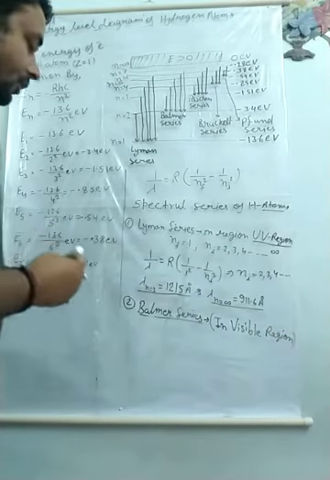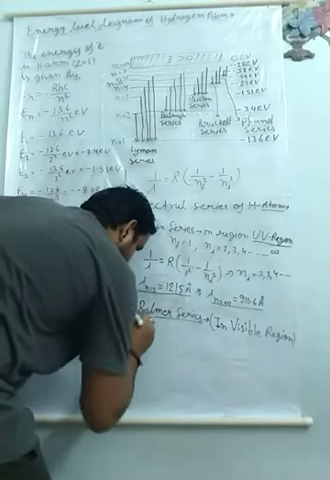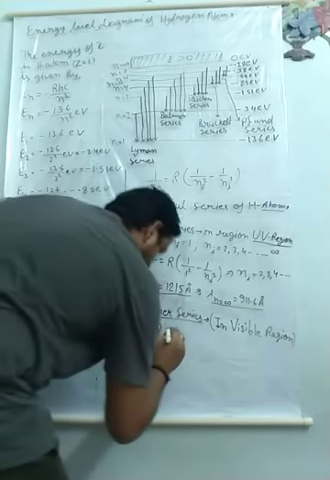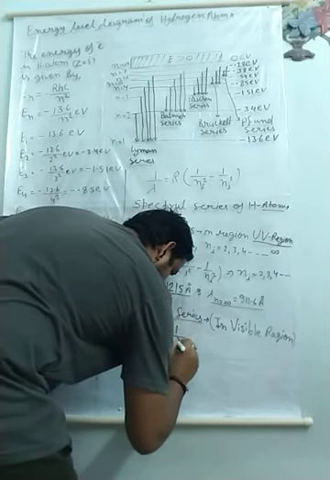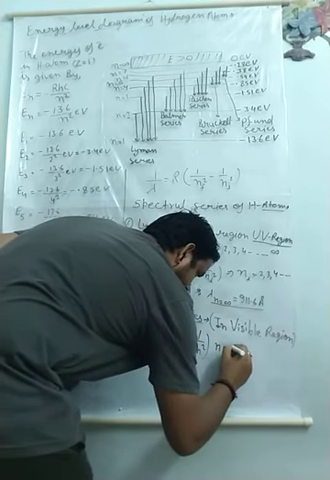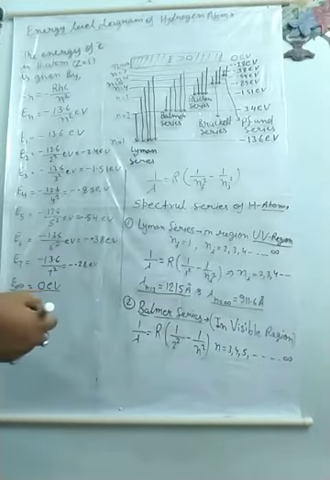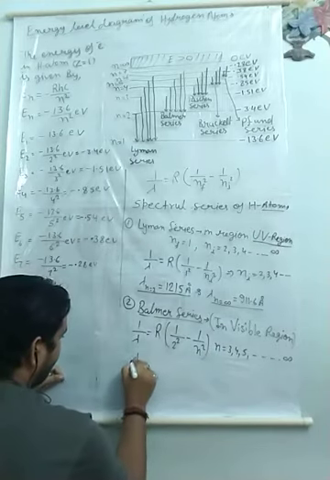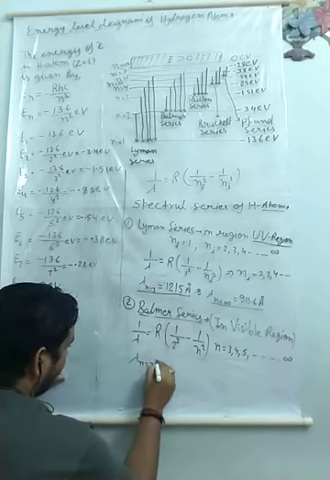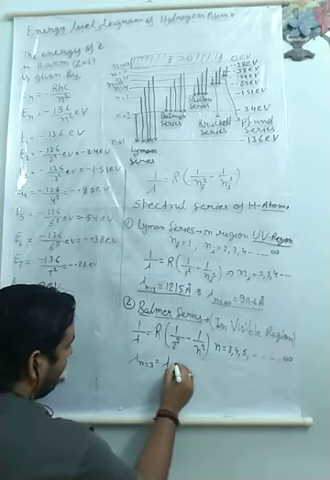Okay, the lines we get here are in the visible region. And the wavelength of this series is given by R times 1 upon square of 2 minus 1 upon n square, where n is 3, 4, 5 and so on to infinity. The value of lambda for n equal to 3 is also called the wavelength of the alpha line.